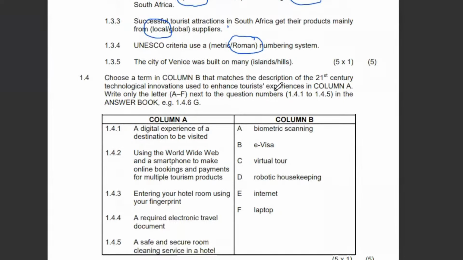Then 1.3.5, a question which is something to do with world icons. The city of Venice was built on many islands. It is a city which was built on many islands, which explains why in Venice, when you want to move around, you actually move around using water transport instead of using road transport. So it was actually built on many, or you can call them several, islands.